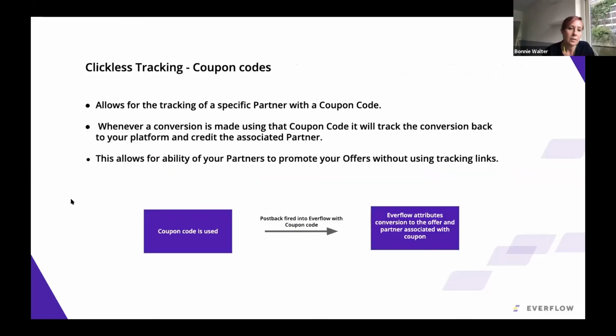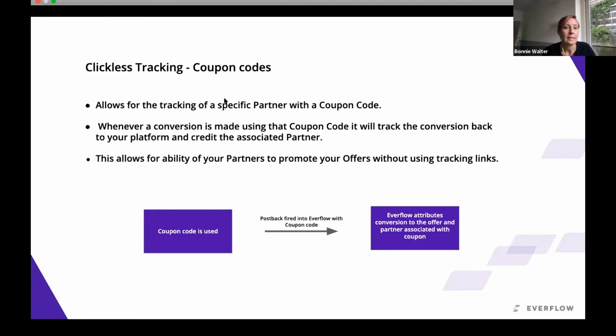Coupon codes allow for the tracking of a specific partner with a coupon code. If you wanted to set this up, you would go into Everflow. Say you want to set up a specific coupon code for me, your partner, and you want to name it Bonnie's Deals. You go in and create this, and you specify the offer and then me as the partner. You send me this code, Bonnie's Deals, and I say, great.